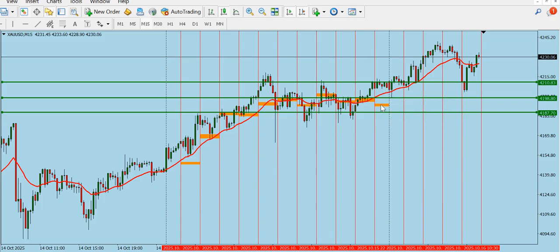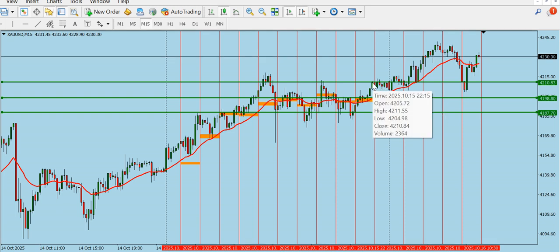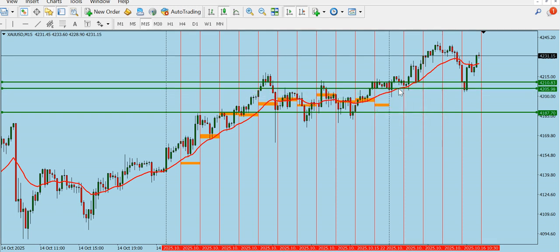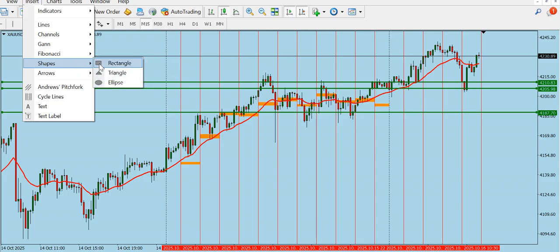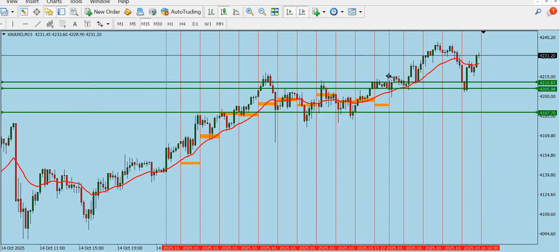Now price closed here and the next close is just here. This is the next close. So what I'll do is just get a shape and fill up that small rectangle. This small rectangle, I'll fill it up with the shape to have something like this.